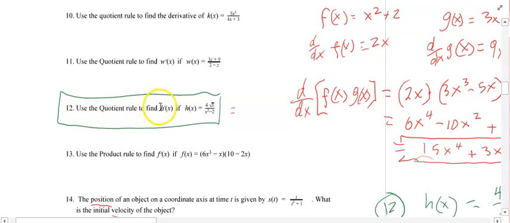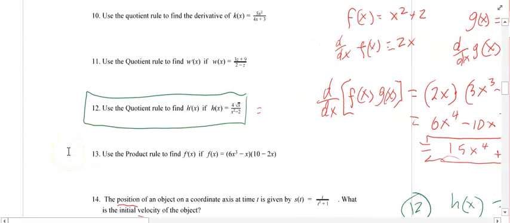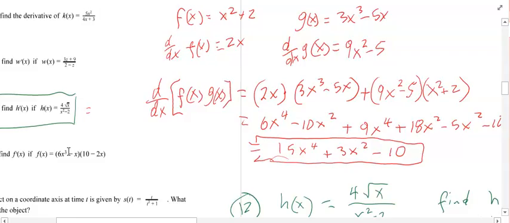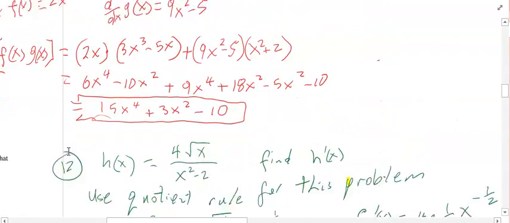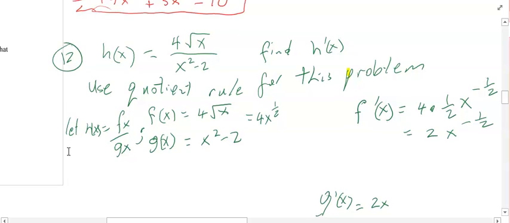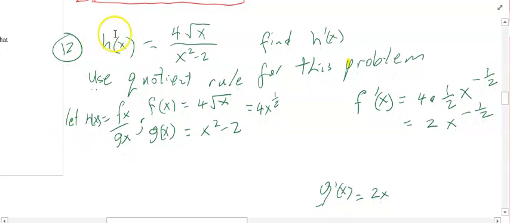Use the quotient rule to find h prime of x if h(x) is equal to 4 root x over x squared minus 2. Now in using the quotient rule to solve this, we have to remember how to formulate our quotient rule. Remember, if we have a function h(x) equal to 4 radical x over x squared minus 2, because we have a radical x here, and an x squared here, when we have radicals, we want to write the radicals as fractional exponents.